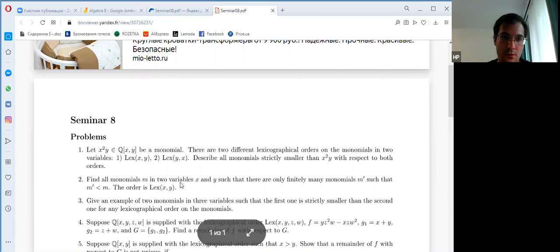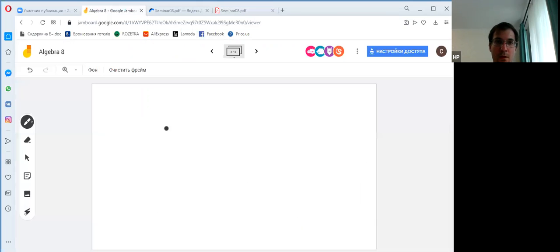And the second: find all monomials in two variables, x and y, such that there are only finitely many monomials that are smaller than the given one. We have a monomial m, and we have the lexicographic ordering lex with x bigger than y. So we want to describe all monomials m such that there are just finitely many m prime such that m prime is smaller than m.